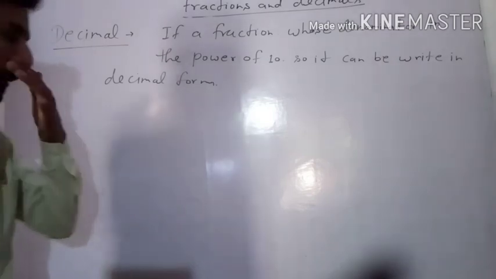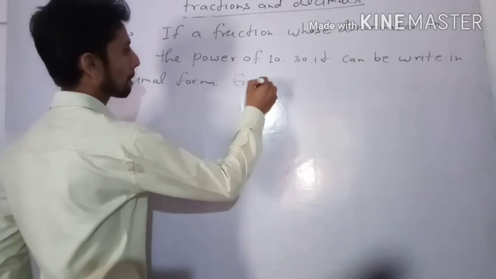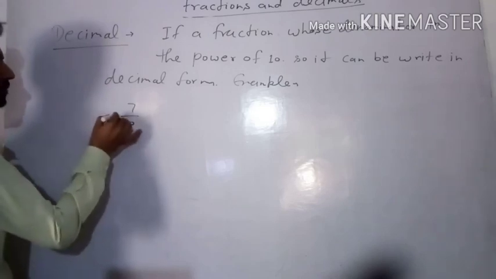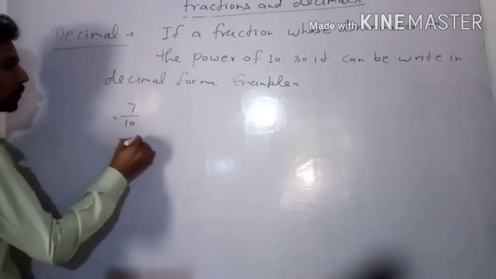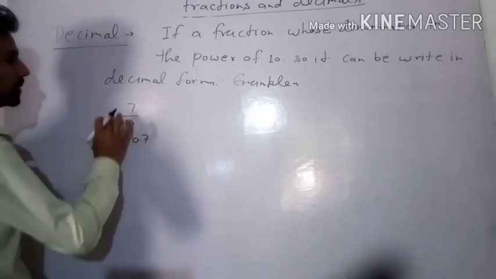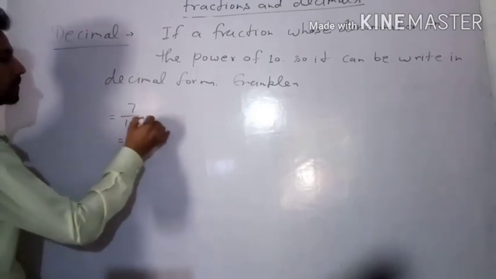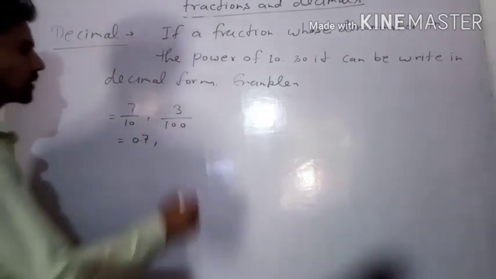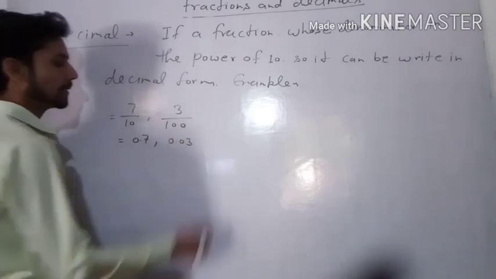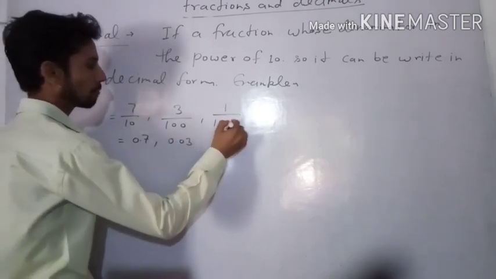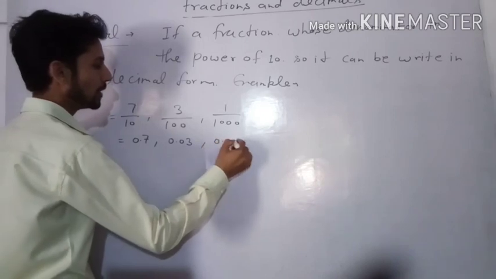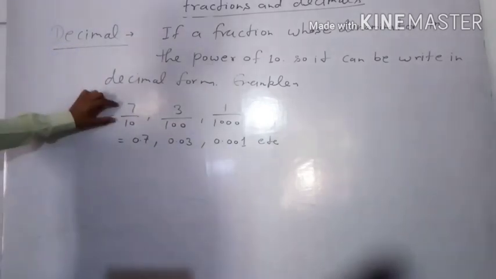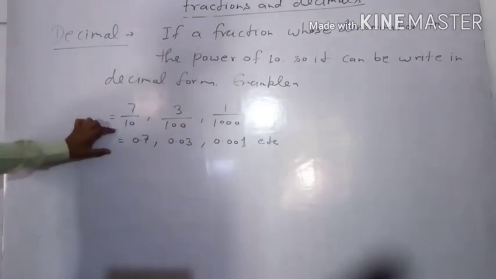It is called decimal. For example, 7 upon 10 can be written as 0.7. Second, 3 upon 100 can be written as 0.03. 0.001, etc. It is a fraction and it is in decimal form.